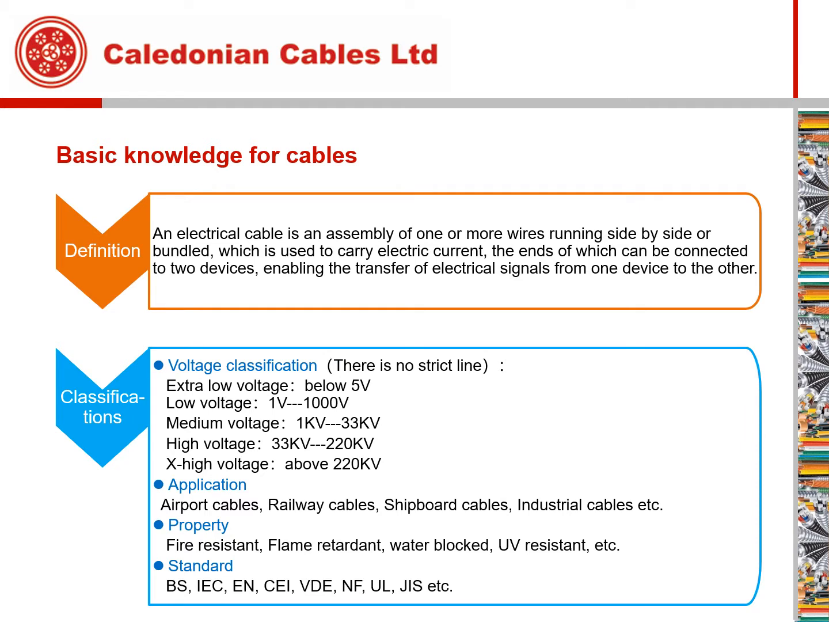There are several ways to classify cables. As per voltage, there are extra low voltage, medium voltage, high voltage, extra high voltage cables. As per application, there are airport cables, railway cables, shipboard cables, industrial cables, and etc. As per cable properties, there are fire resistant cables, flame retardant cables, water blocked cables, UV resistant cables, and etc.